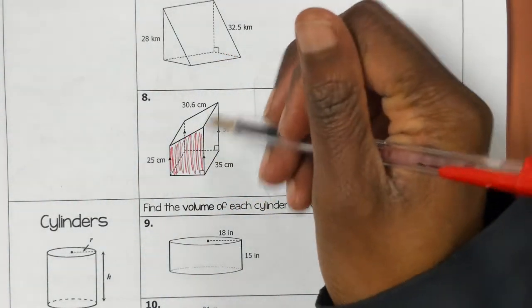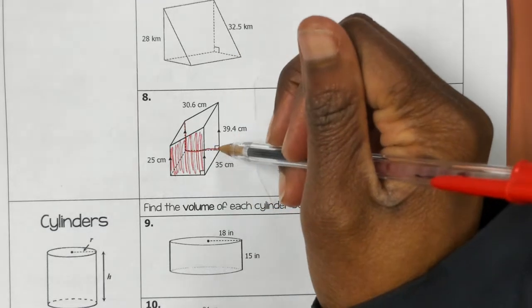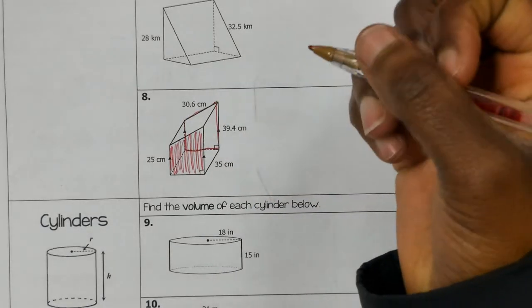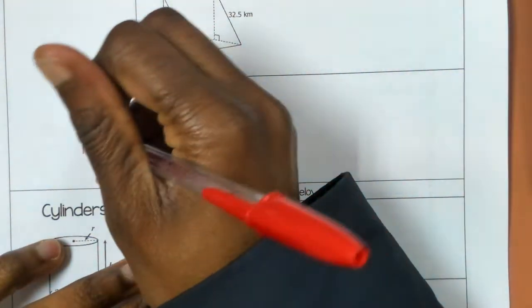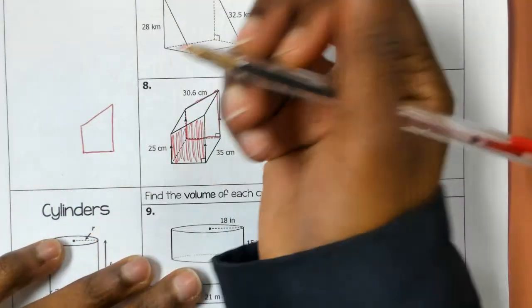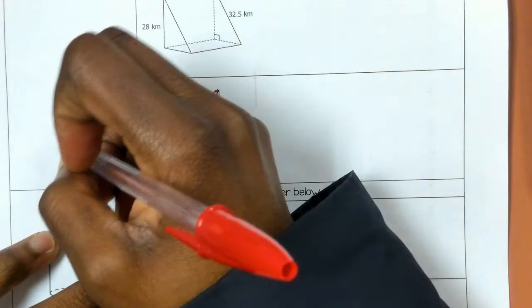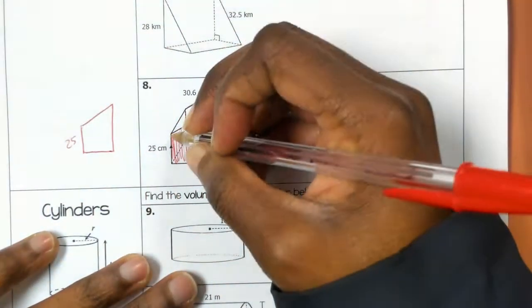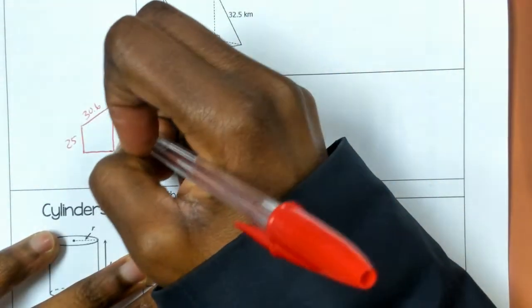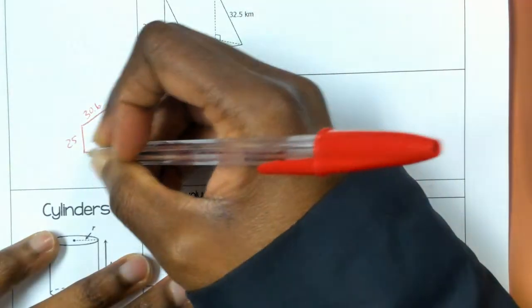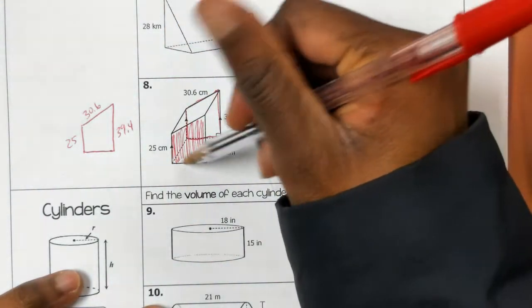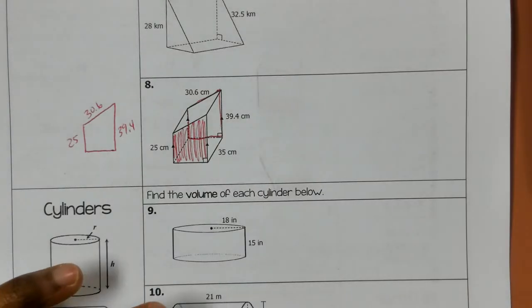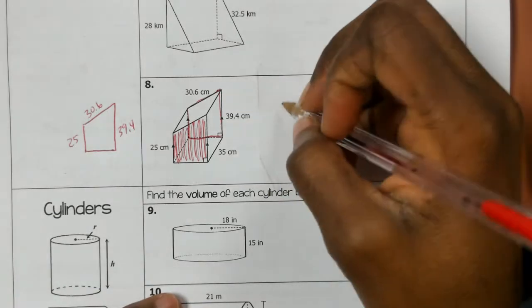There are 2 trapezoids that are equal in measure, parallel to each other. On the trapezoid we have 25 is this side, 30.6 is this side, and 39.4 is this side. But we are not given this bottom side. We should not assume that it's 25 or 35. It could be anything.